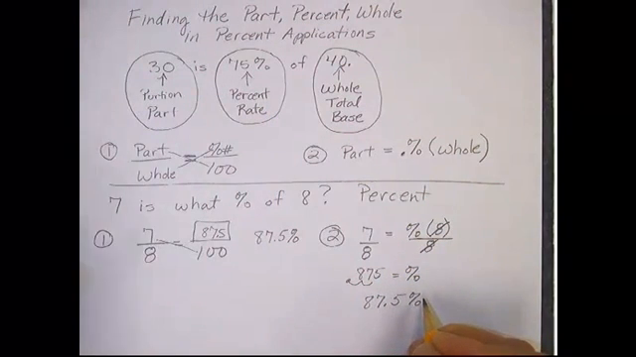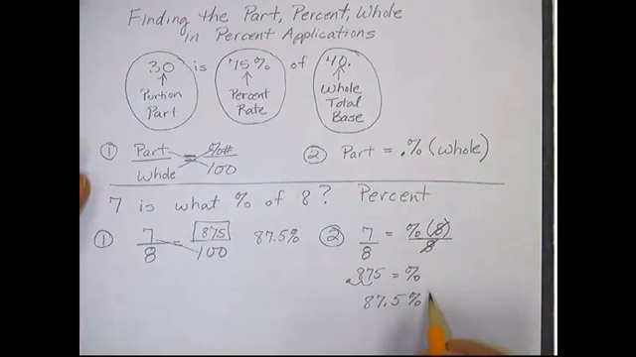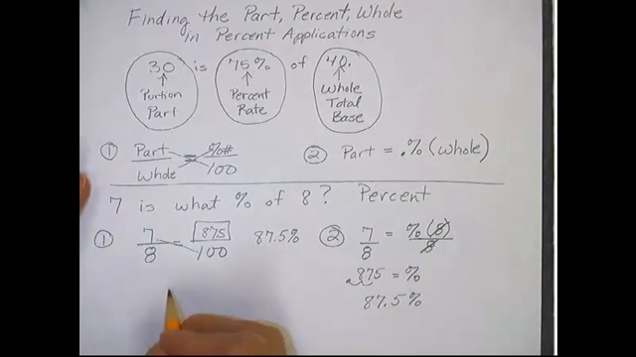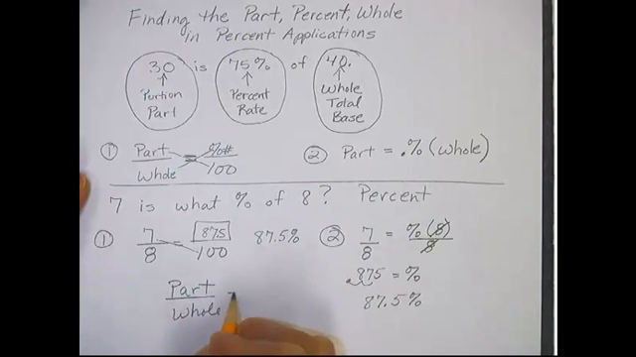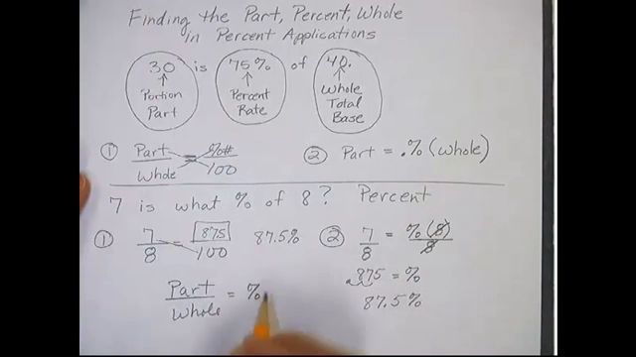Now, that was really kind of dragging it out, to be honest. In short, I think we all know from previous experience that we can just take part, divide by whole, gives us our percent as a decimal, and we just need to convert that decimal to a percent.